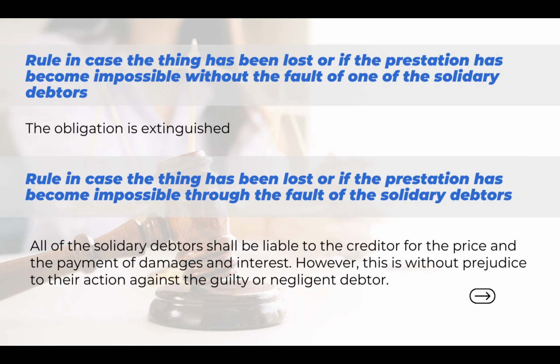Okay? Now, ano yung rule in case the thing has been lost or if the prestation has become impossible without the fault of one of the solidary debtors? Extinguished. Nawala. So, the obligation is extinguished. Rules in case the thing has been lost or if the prestation has become impossible through the fault of the solidary debtors: all of the solidary debtors shall be liable to the creditor for the price and the payment of damages and interest. However, this is without prejudice to their action against the guilty or negligent debtor.